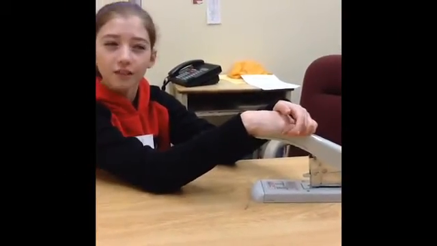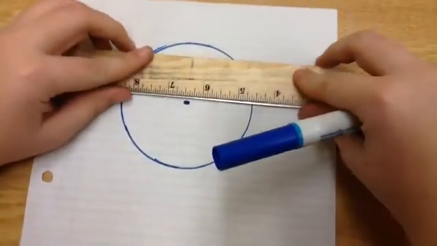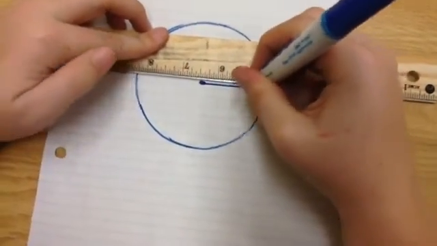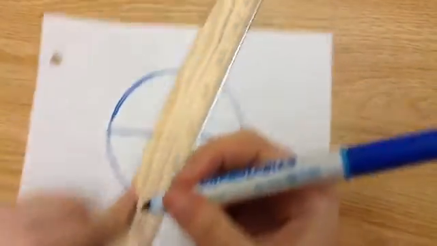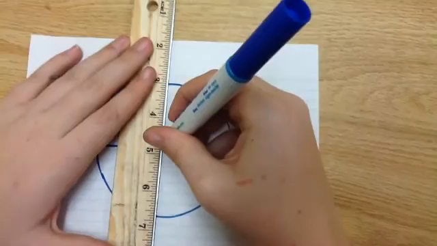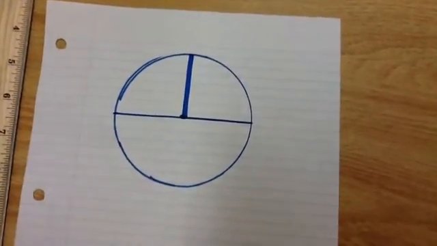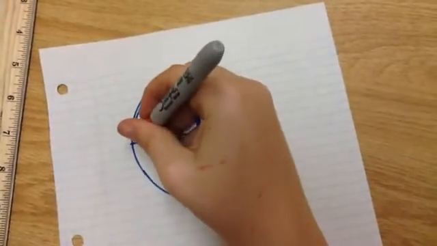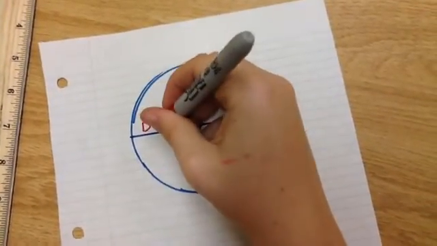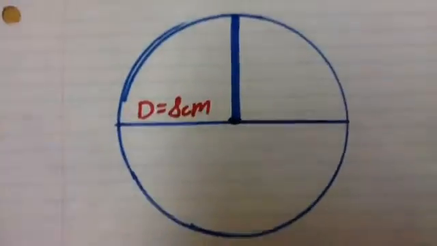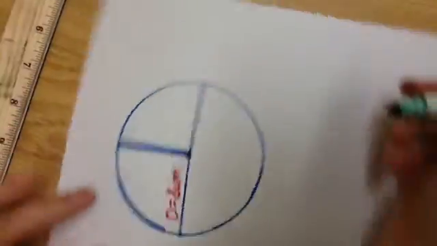So all of these definitions help you get the area? Here, I'll show you. Let's say the diameter of the circle is 8 centimeters. Then the radius would be 4, because the radius is half the diameter.